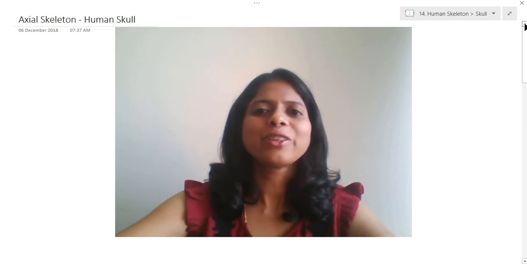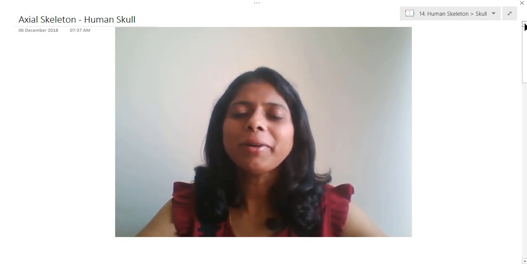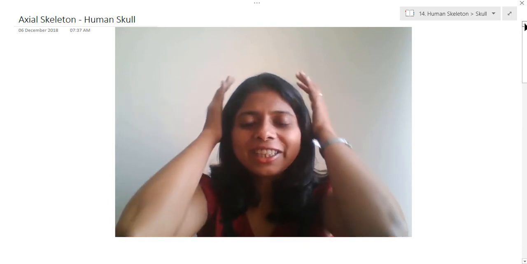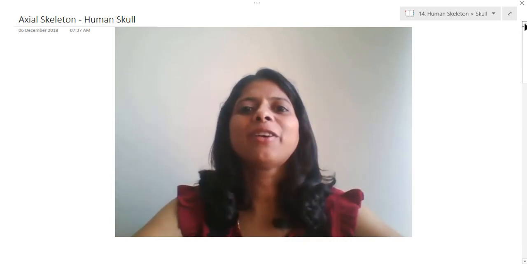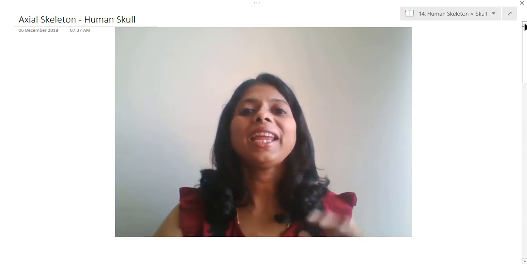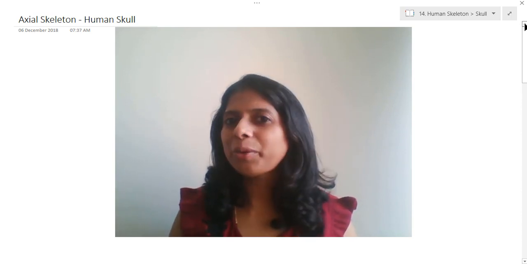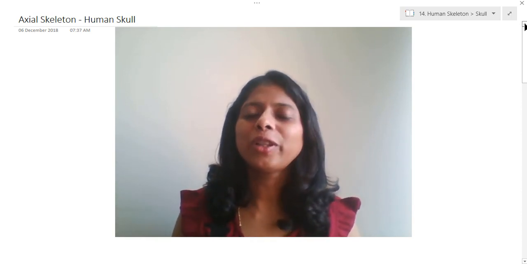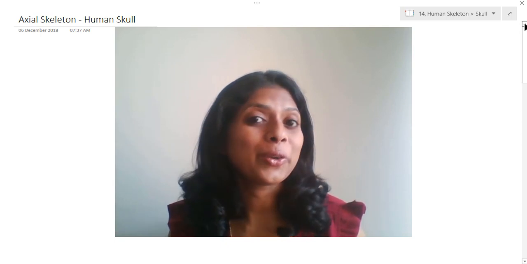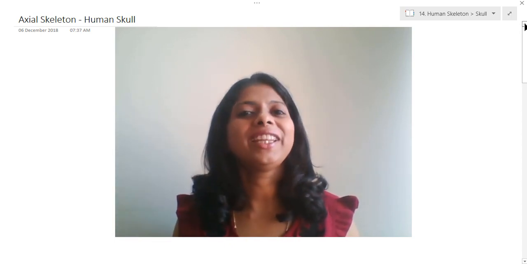Let us concentrate on the bones which are included in our cranial region. Remember, the cranial region is the region over here which covers our brain. That's why it is also called the brain case. There are a total of 8 bones included in this region, and we need to remember the names of all the bones. It is not at all difficult. If you do it properly, you will remember it very easily.